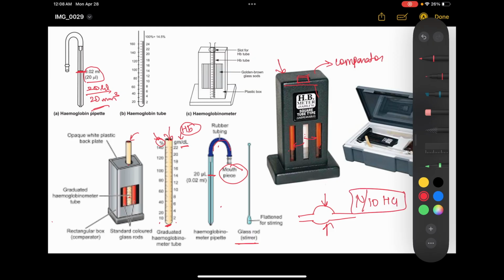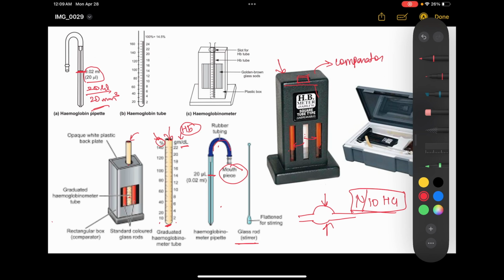This will work as the acid which will help in conversion of acid hemoglobin into acid hematin. So N by 10 HCl, then you need distilled water, you need a dropper, and the rest of the equipment is already here, which is your comparator, stirrer, hemoglobin pipette, then your hemoglobin tube. Now we'll move towards how to do the procedure.